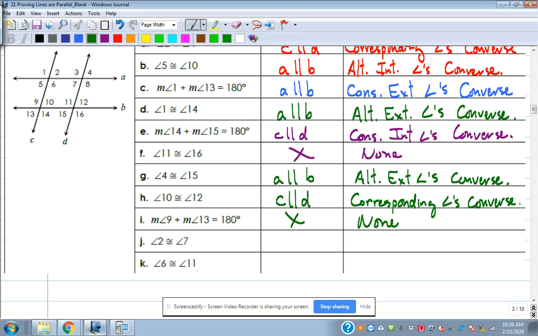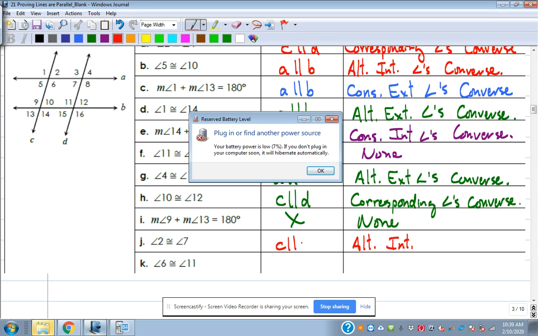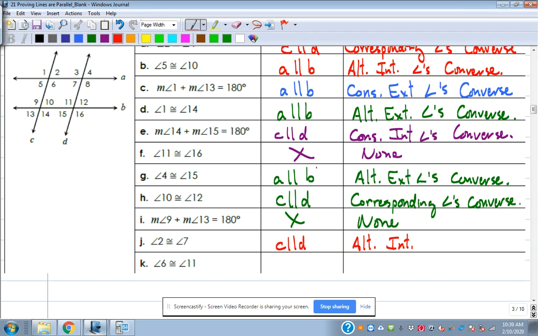2 and 7. Alternate interiors. C is parallel to D. Alternate interior angles.